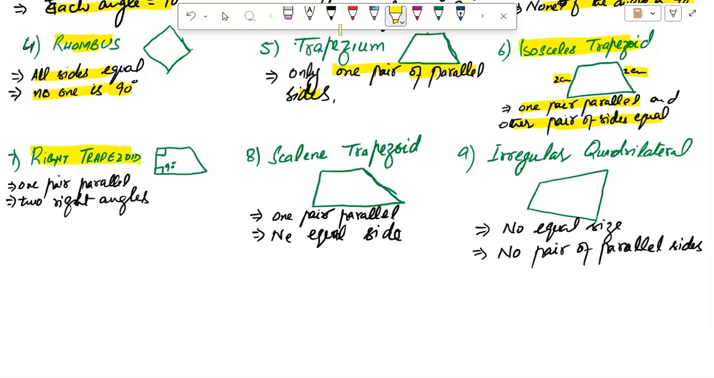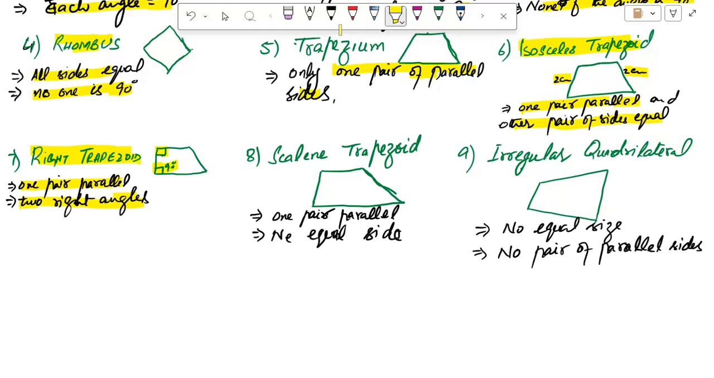Right trapezoid means there would be a 90-degree angle. The requirement of the trapezoid is that one pair is parallel, and then there would be a right angle as well, right? So there are two right angles in a right trapezoid.